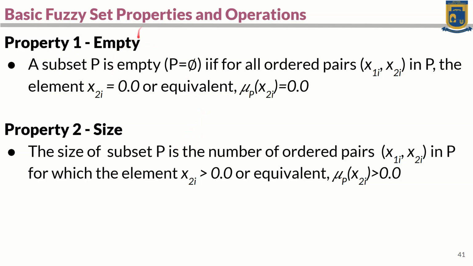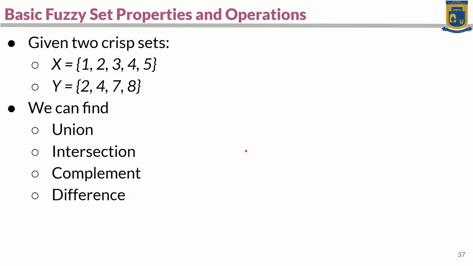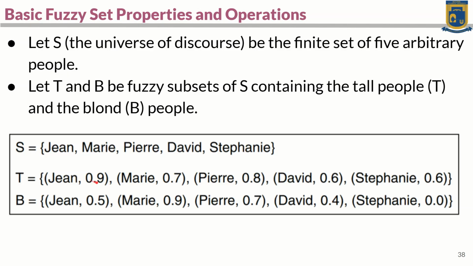All right, you know what an empty set is, right? It doesn't contain anything at all. The same thing applies when we say an empty subset; you see the symbol that tells you that. A subset is empty if and only if, for all the ordered pairs, and remember the ordered pair, let's go back so that you see the ordered pair over here.